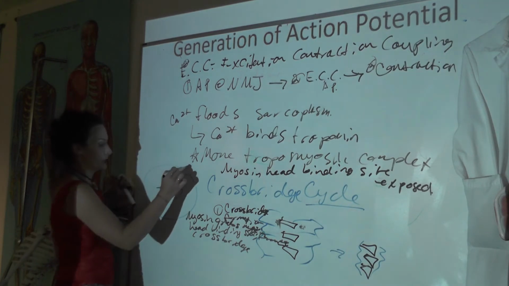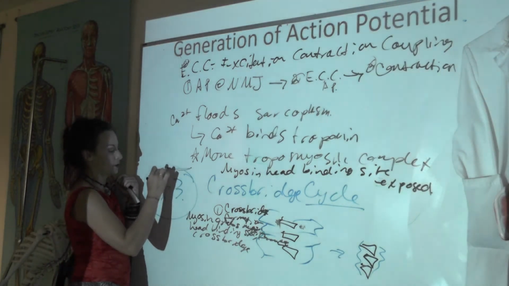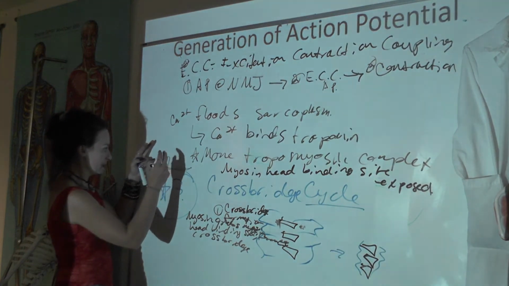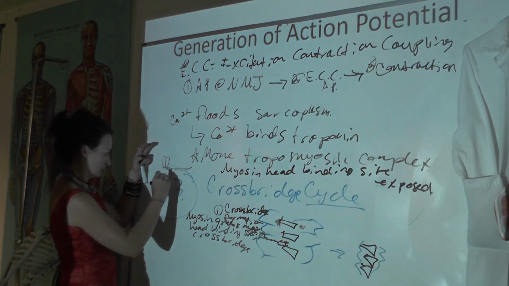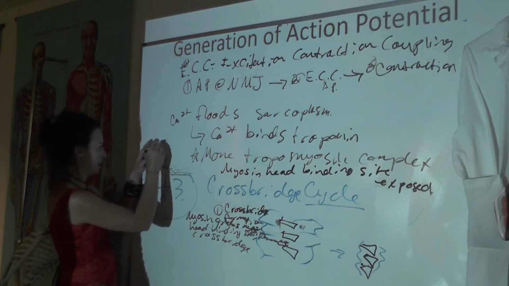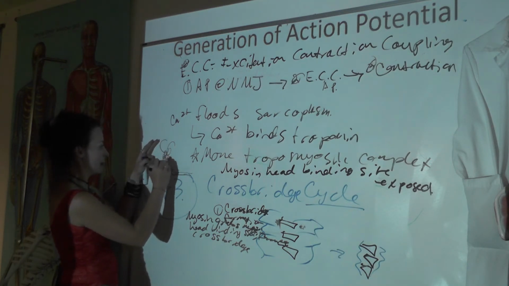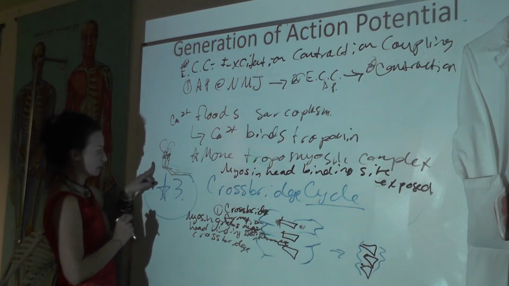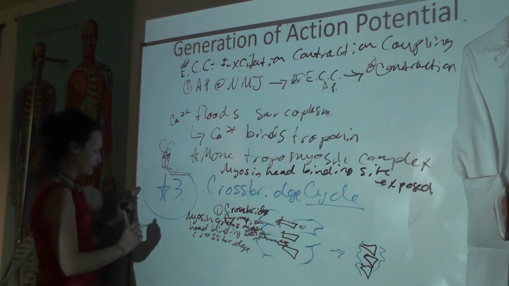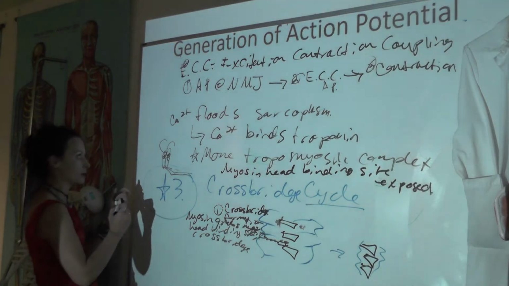So if we were to zoom in to one individual thick filament and what's going on here, they're sitting in this high energy conformation. And so what happens now is they're going to reach up and grab on. Okay? Cross bridge formation. I reach up, I grab on. That's my cross bridge.